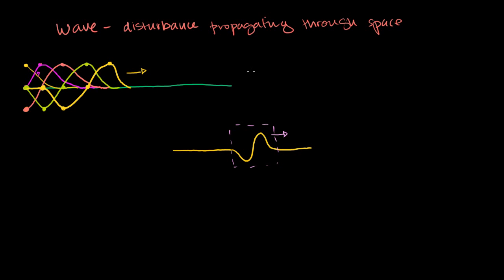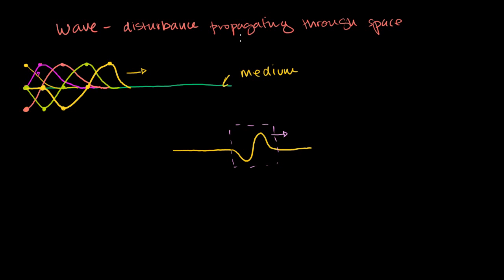One of the most typical ones is energy, or a disturbance propagating energy through a medium. And when they say medium, it's what the wave is going through. So in this example, the rope would be our medium.